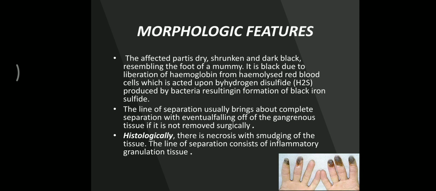The line of separation which is present between the viable cells and the dead cells brings about a complete separation, with the eventual fall-off of the gangrenous tissue, or it may be surgically removed. Histologically, over the line of separation, inflammatory granulocytic cells like eosinophils are present.